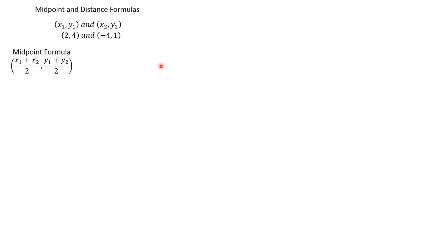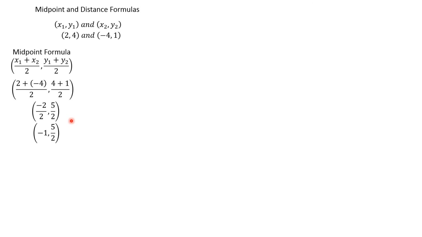And also, if the numbers are far apart, or if they're just ugly to begin with, what's halfway in between 3.7 and 13.1? Not so easy to think about. Add them together, divide by 2. So let's do that. 2 plus negative 4, divide by 2, and 4 plus 1, divide by 2. 2 plus negative 4 is negative 2, 4 plus 1 is 5. Negative 2 over 2 is negative 1, and I'd leave 5 halves as 5 halves. You could say 2.5 if you really want to, but 5 halves is fine as well. And so that would be the midpoint between these 2 points.